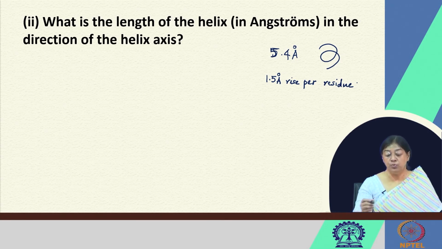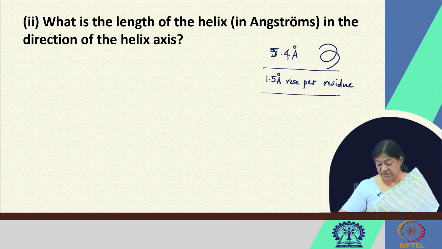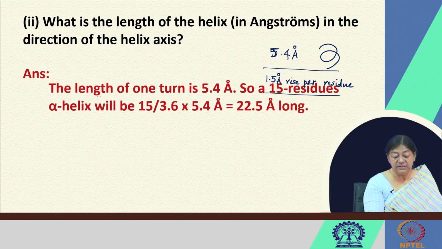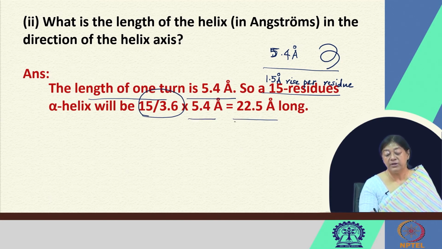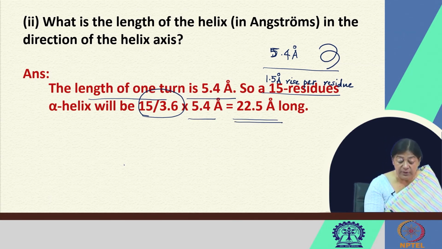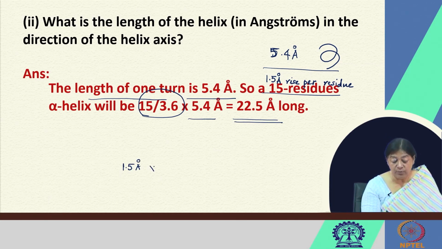So, we can approach this in two ways, with the knowledge of how many turns we have or a 1.5 angstrom rise per residue with the knowledge that there are 15 residues in this particular helix. So, when we look at this, we say the length of one turn is 5.4 angstroms. So, we know that there are going to be 15 divided by 3.6 turns as we found out in the previous slide. That multiplied by 5.4 is going to give us 22.5 angstroms. Again, if we look at 1.5 angstroms rise per residue and we know that there are 15 residues, again we get 22.5 angstroms.